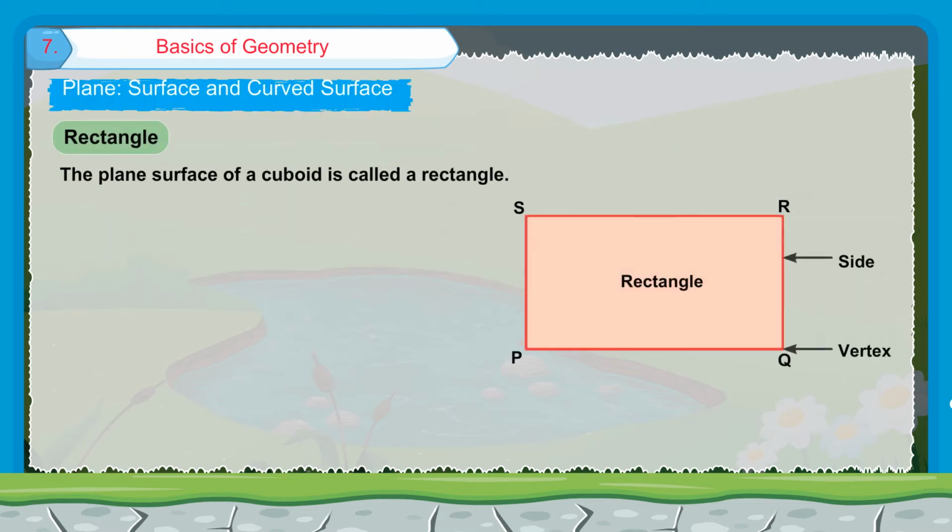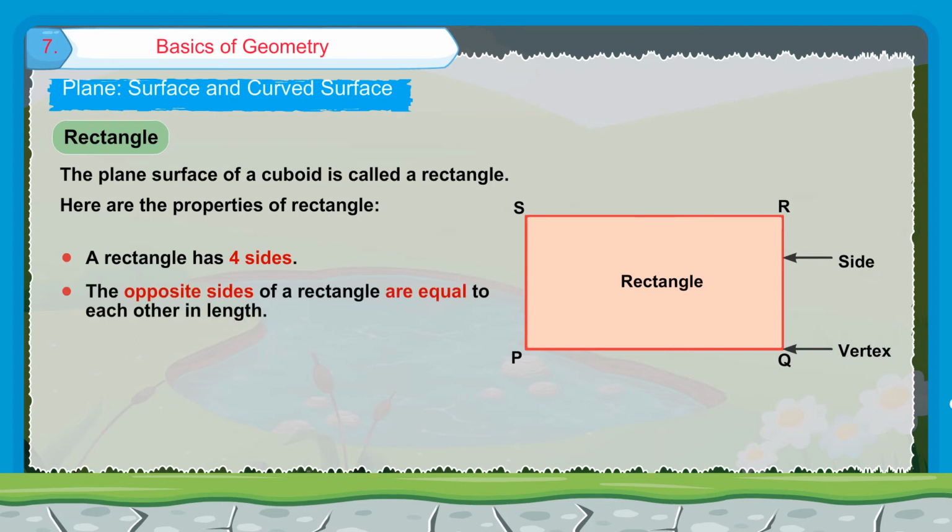Rectangle. The plane surface of a cuboid is called a rectangle. Here are the properties of a rectangle. A rectangle has four sides. The opposite sides of a rectangle are equal to each other in length. A rectangle has four vertices: P, Q, R, S. Side, vertex.